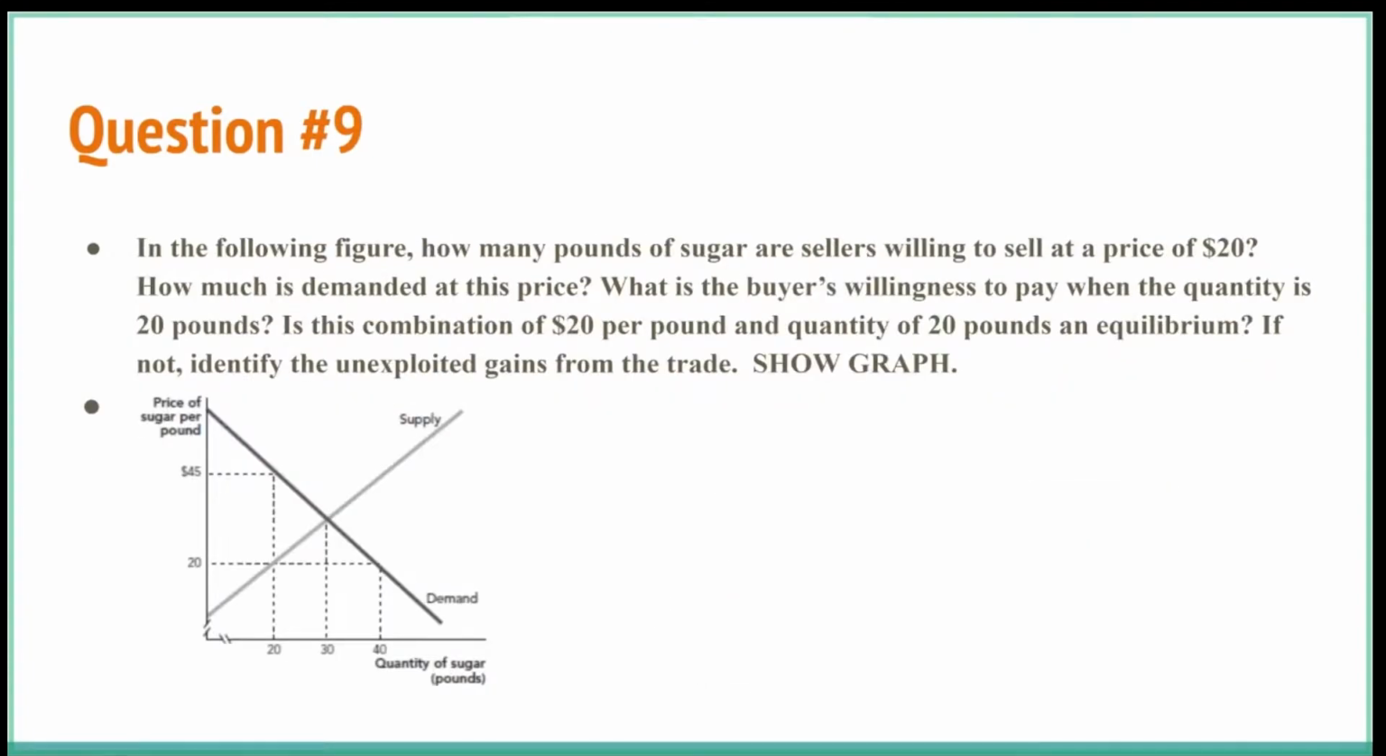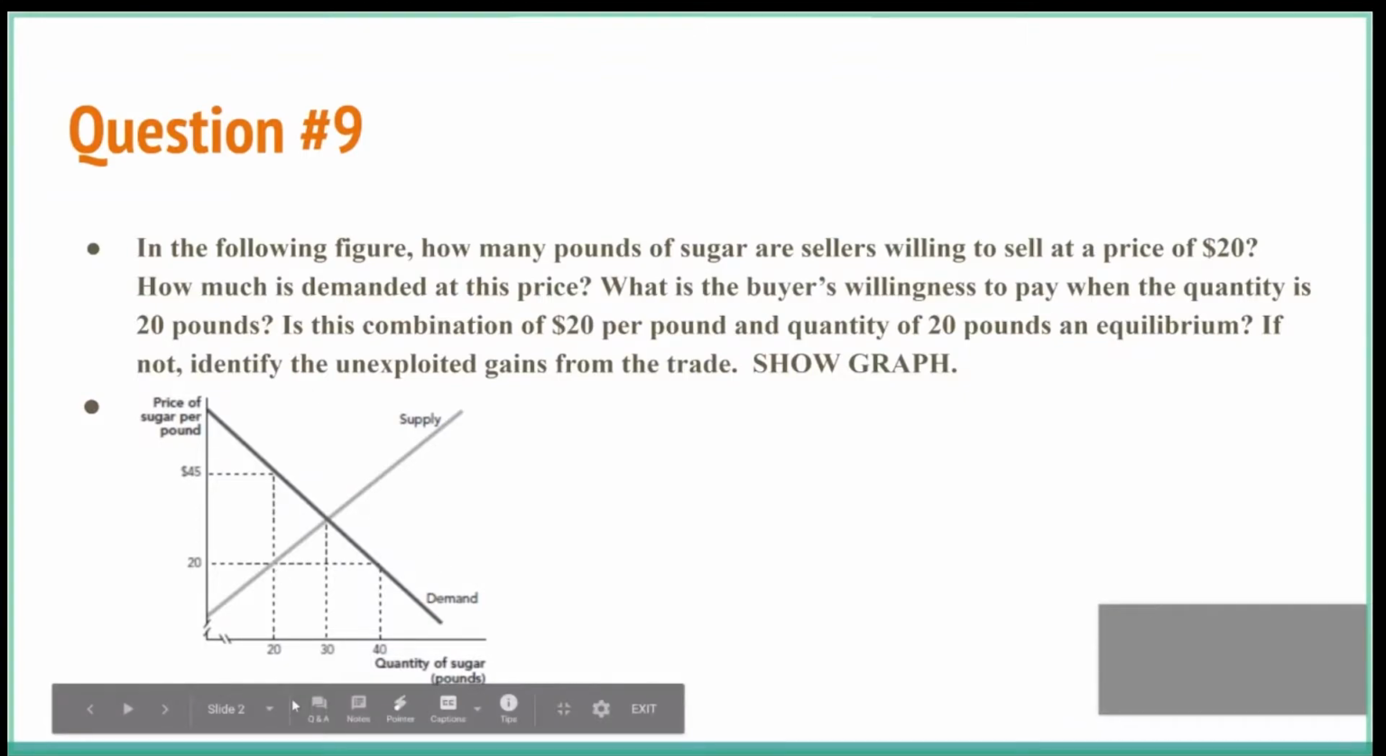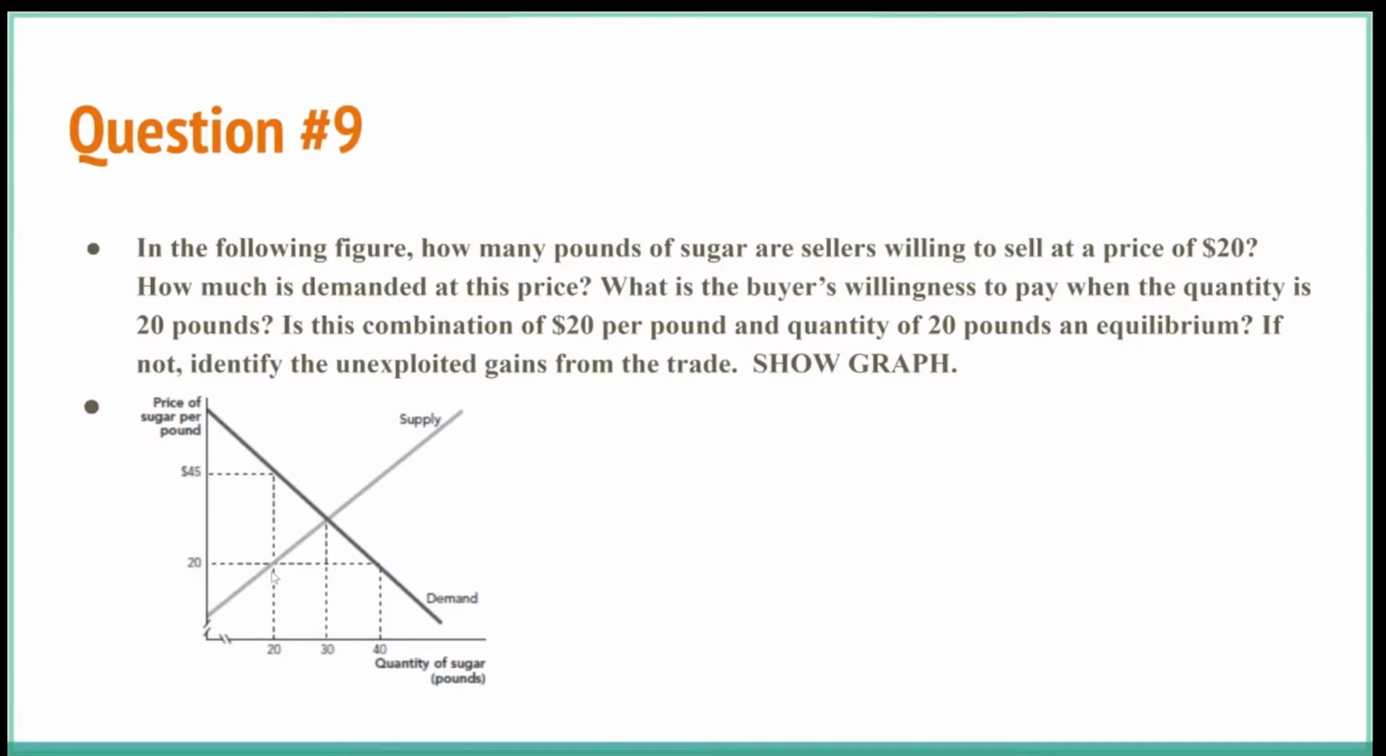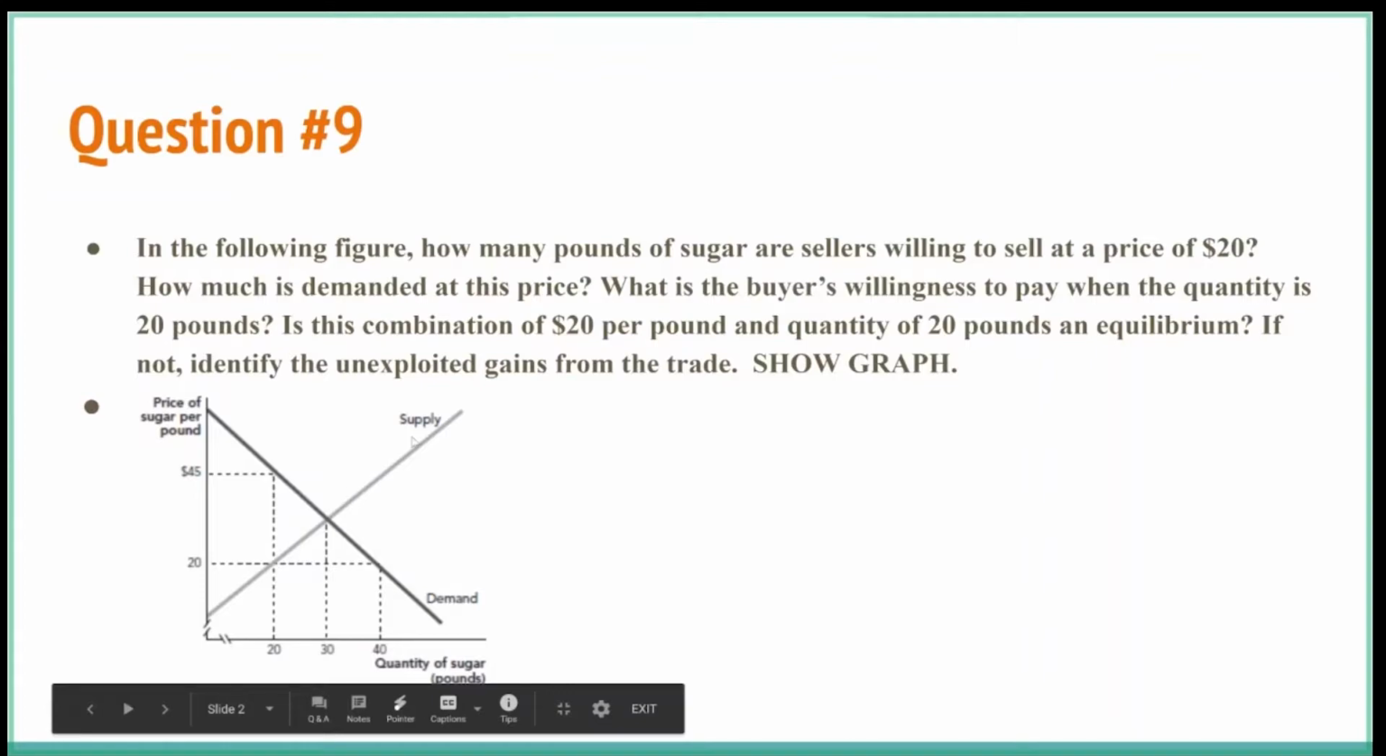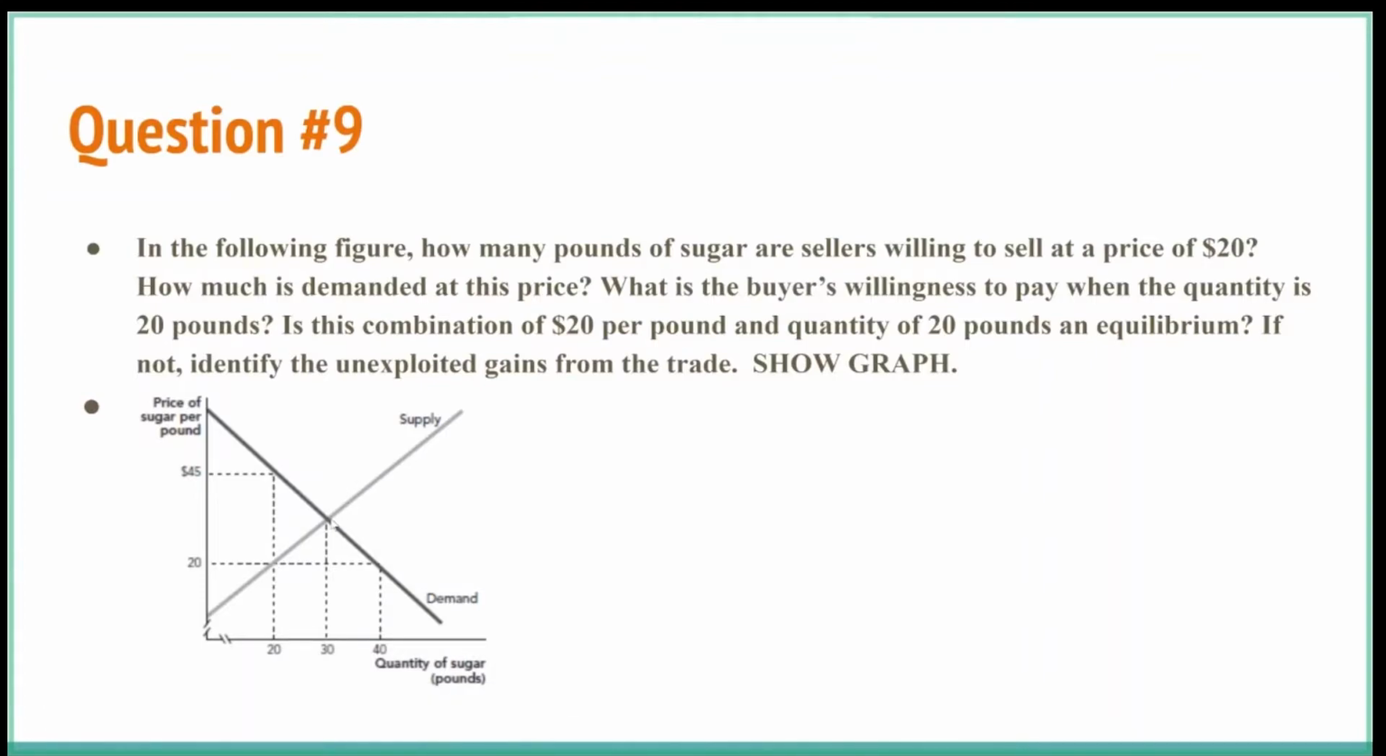Question 9. As you can see off this graph, the question is asking about selling at a price of $20, where consumers are demanding 40 instead of the 20 which suppliers are supplying. And then for a buyer's willingness to pay, when the quantity is 20 pounds, consumers are willing to pay $45, which is way more than the suppliers need, which is $20. So there's a lot of unsatisfied wants on this line. And then over here, there's a lot of unsatisfied wants for the supplier. If they could meet in the middle at a quantity of 30, that would be a lot better.